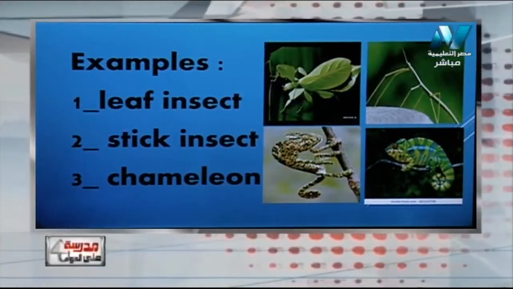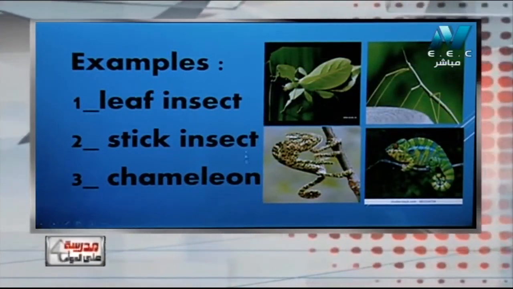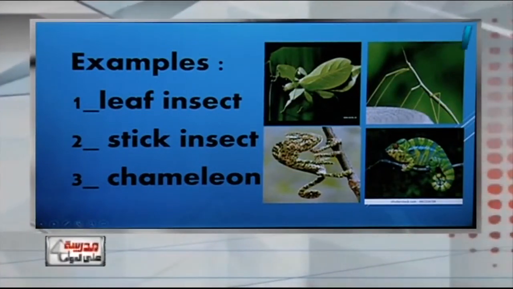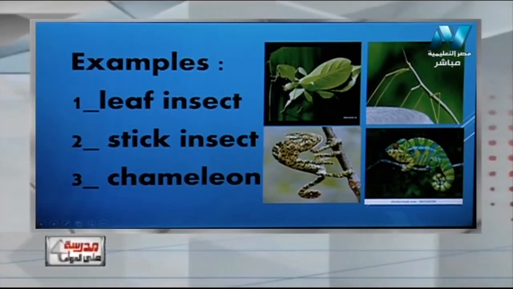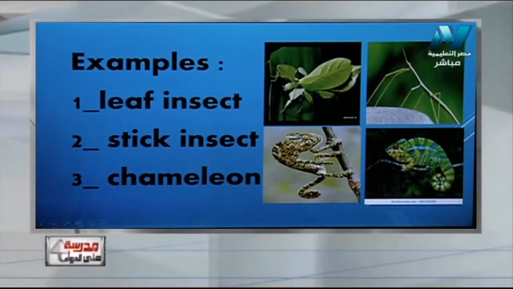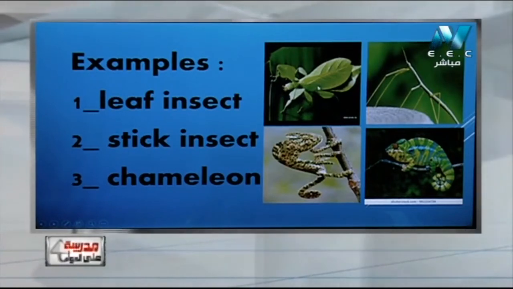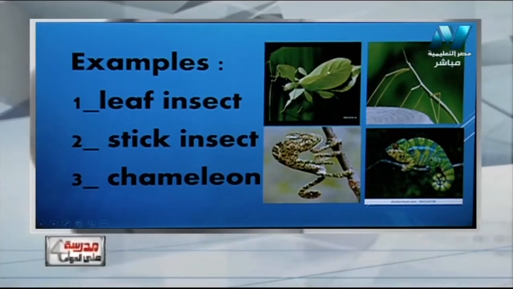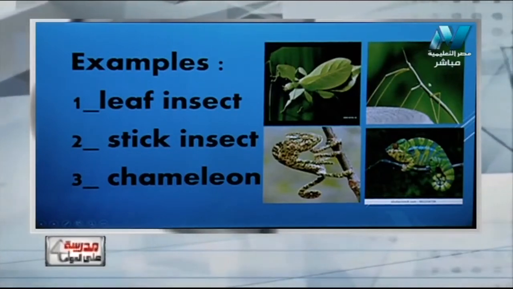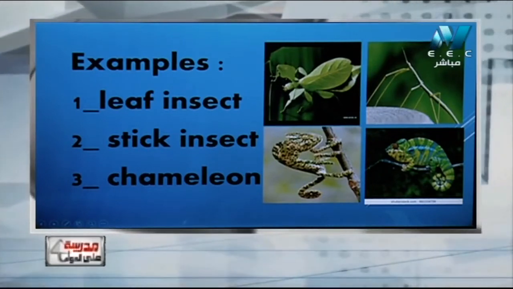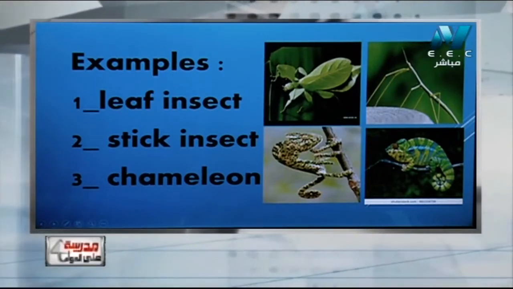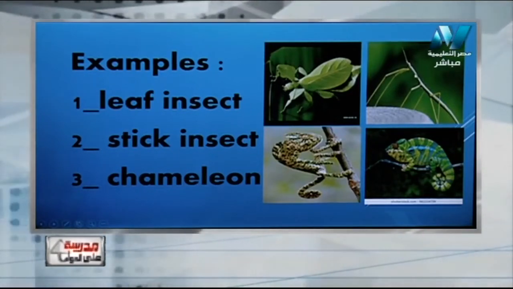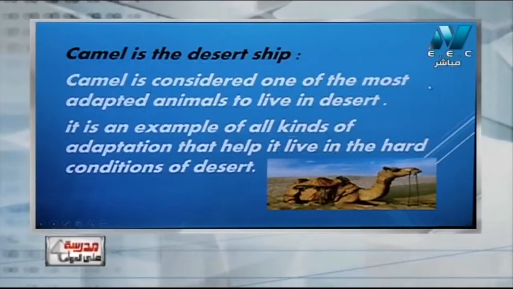Examples: leaf insect. As you see, my dear student, you can notice easily that this leaf insect is just like the leaf. Can you differentiate between the leaf and this insect? They are similar, so no one can recognize it. The predator can't see it. And number 2, stick insect. It's like a stick, like a small part of a tree. But sure, it is an insect.